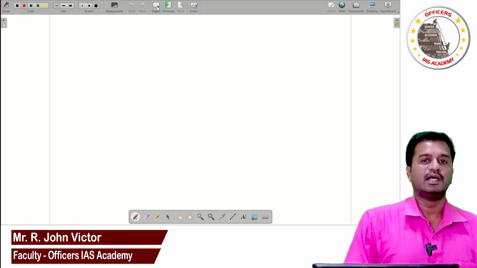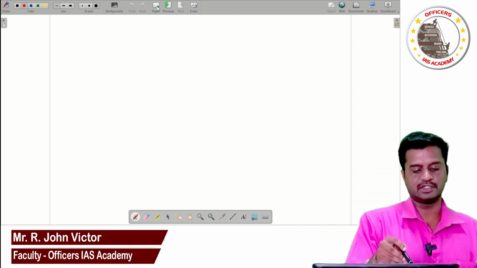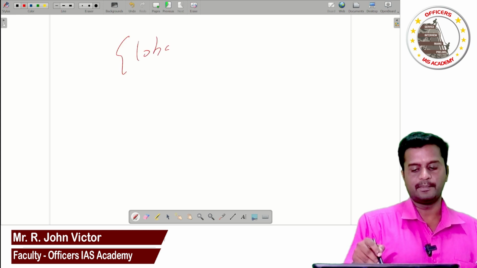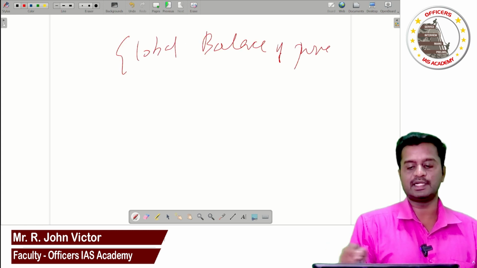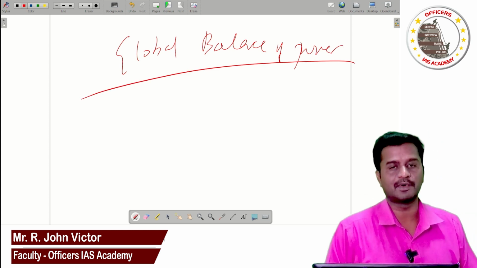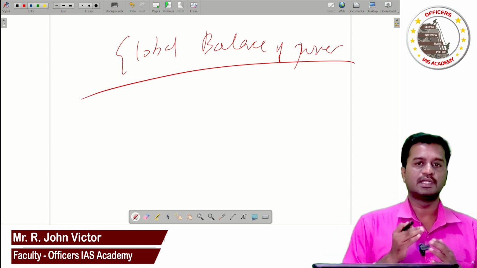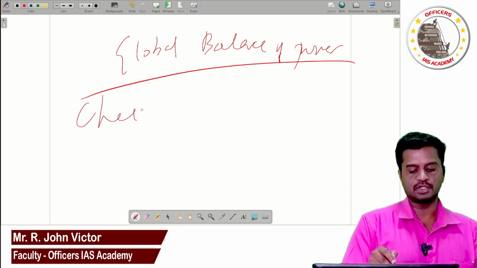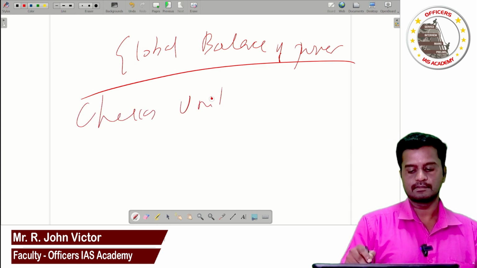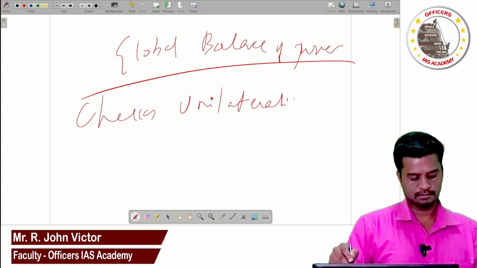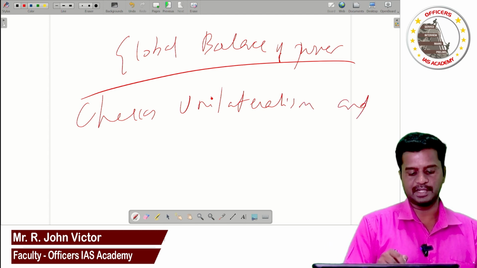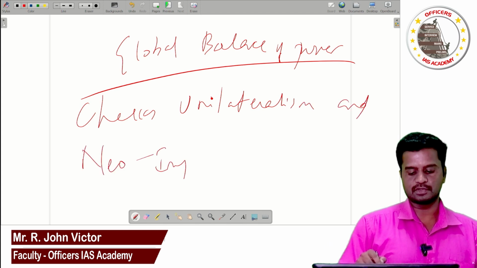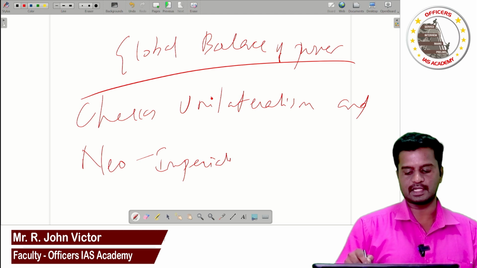Okay. So the relationship between India and the West ensures global balance of power, is it not? Because China disrupts the global balance of power. The India-West relationship secures the global balance of power. It also checks unilateralism and neo-imperialism. Ensure to write these conceptual key terms in the answer.